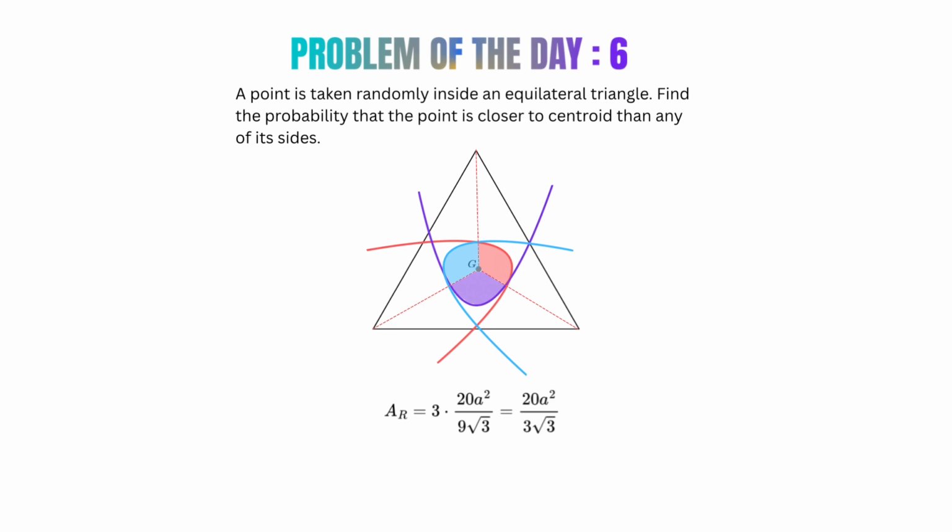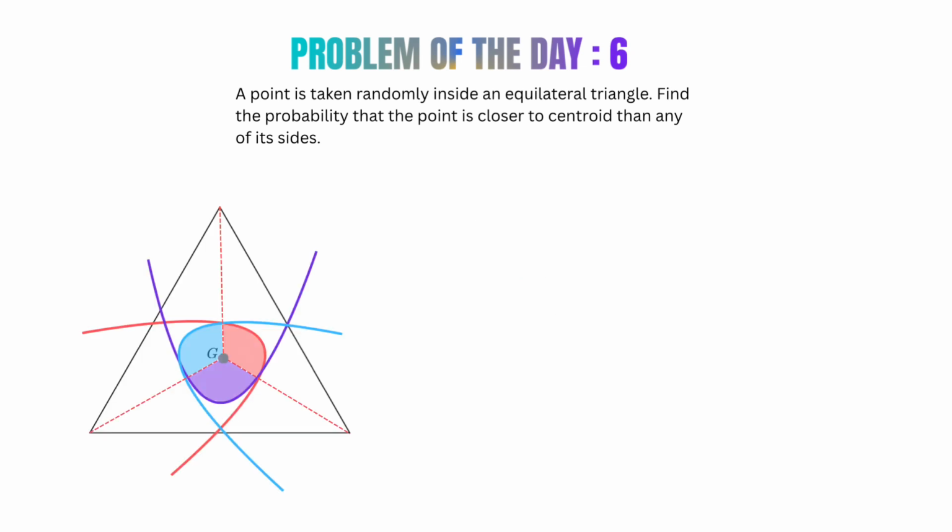Next, we need the area of the entire equilateral triangle to compute the probability. Now we move to the final piece of the puzzle. Let's calculate the area of the equilateral triangle. But wait, before we can compute the area, we need to know the side length of the triangle. So what is the side length, in terms of a?